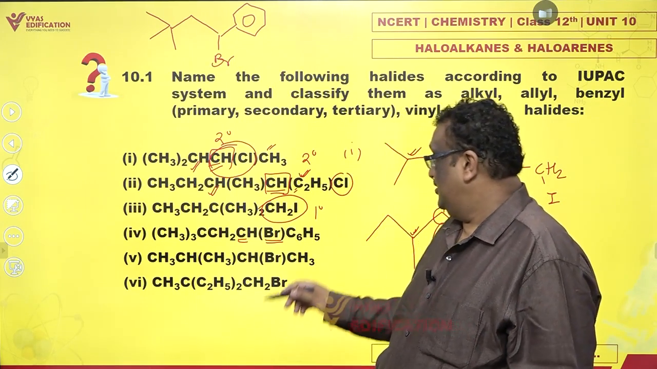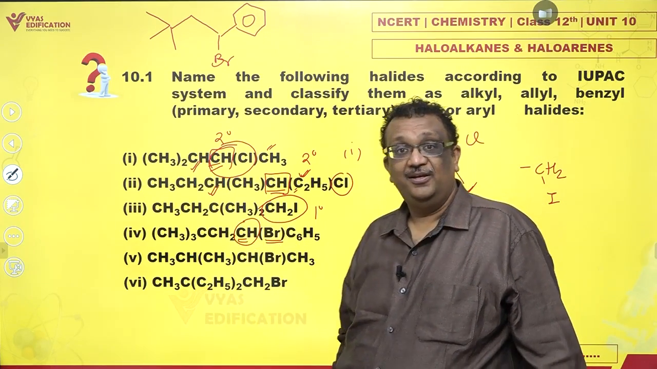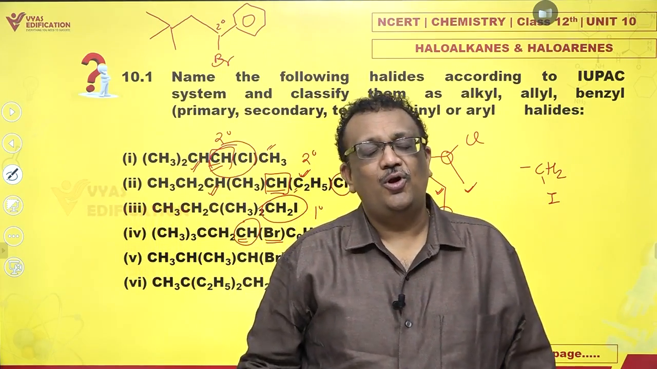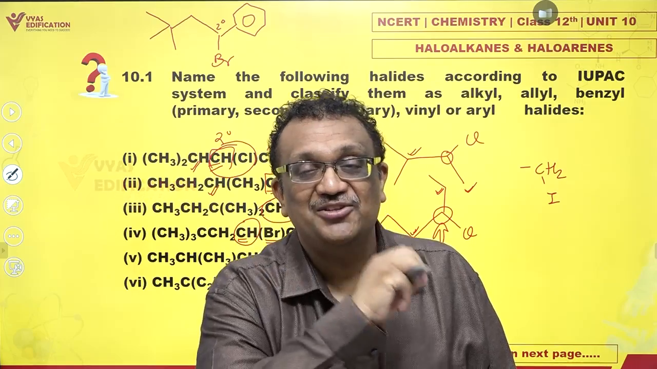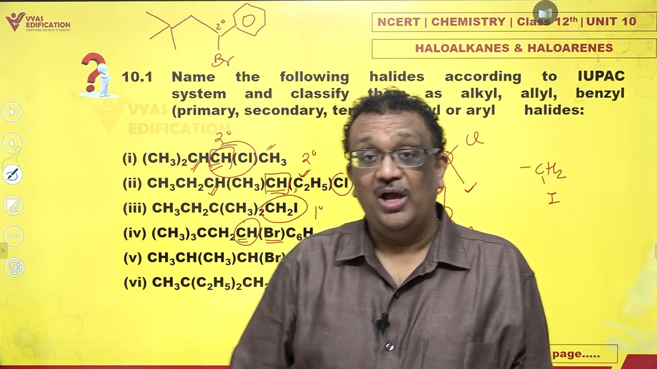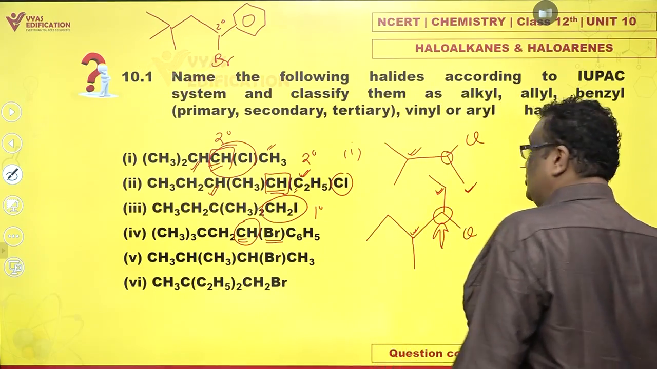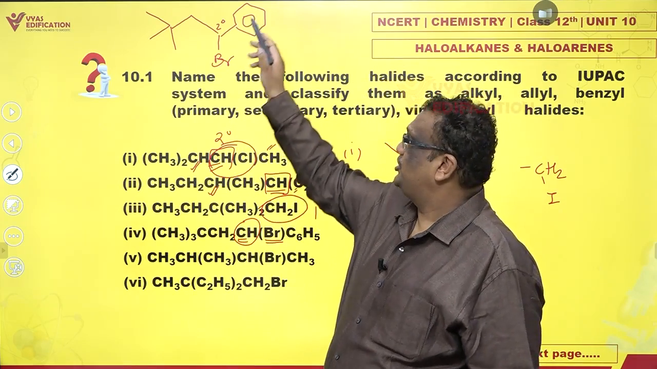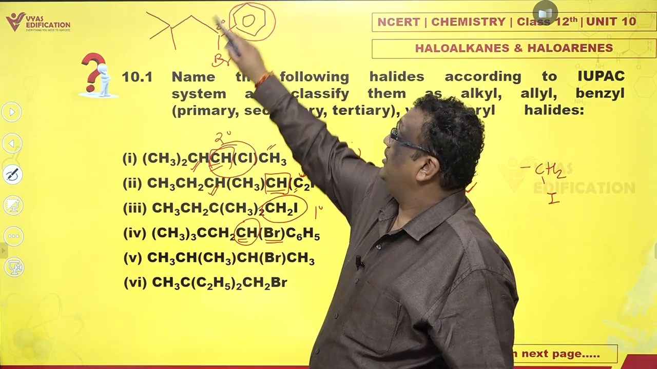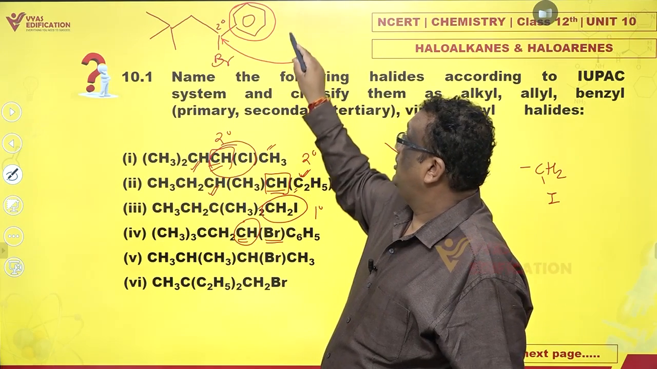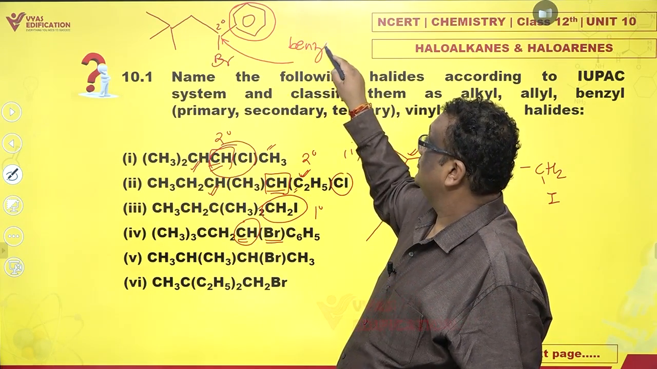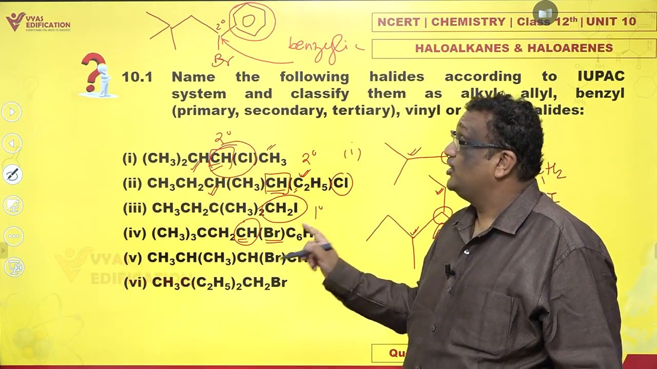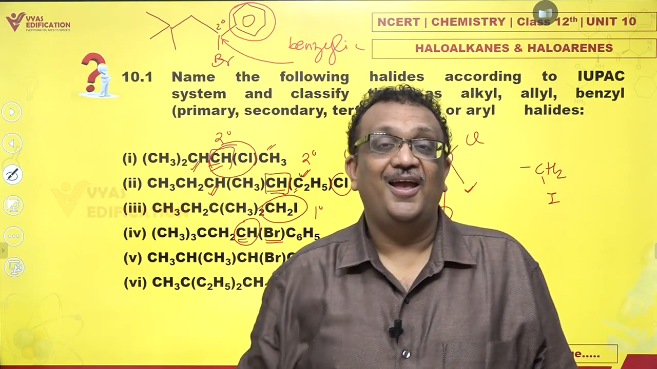Fascinating. Since this Br is attached to CH, is this secondary? Yes, it is secondary. At the same time, it is not just secondary, there is a special status attached to that. And what is that? If you have a carbon which is just adjacent to, what? I'm saying something very important, listen with great care. If you have a carbon atom which is just adjacent to a benzene ring, this carbon is called benzylic. So this halogen also is called benzylic halide.